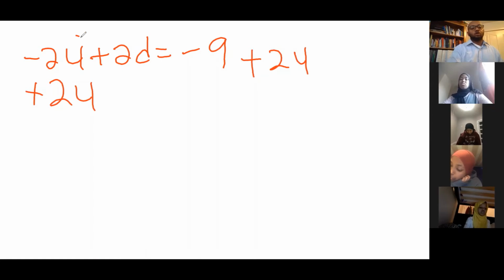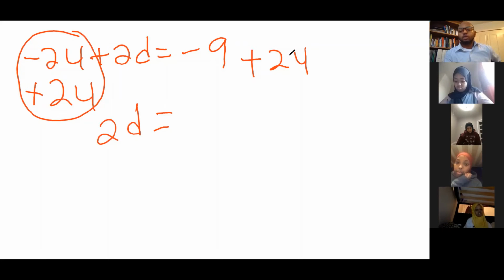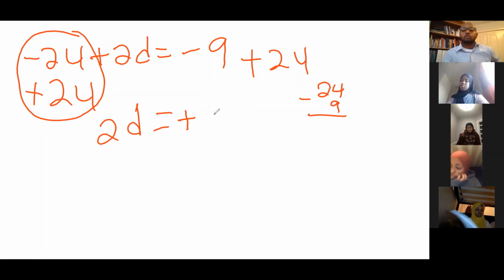So this is gone. The left is 2d is equal. These two numbers have different signs, so we will subtract. But before I subtract, what will be my answer? Look at 9 and 24, which number is bigger? 24 is bigger. 24 is positive, so you put a positive. Then you say 24 minus 9, normal subtraction, which is 15, right? Is that clear?